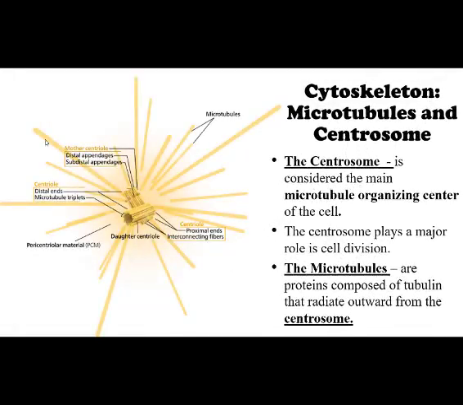The cytoskeleton also includes microtubules and centrosomes. The centrosome is considered the main microtubule organizing center of the cell, and the centrosome plays a major role in cellular division. The microtubules are proteins composed of tubulin that radiate outward from the centrosome.